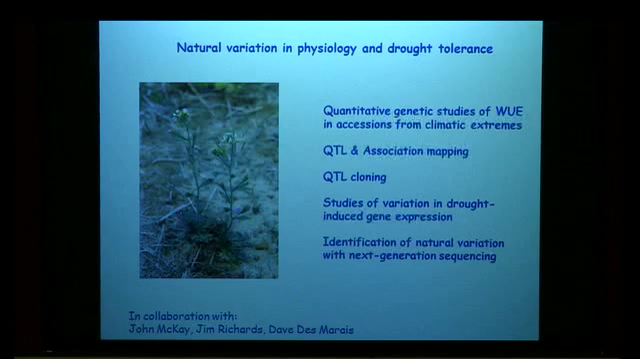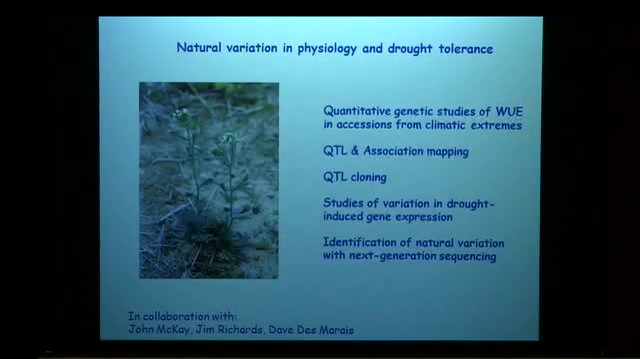And most of my career has actually been working with John and Jim Richards and focusing on Arabidopsis thaliana, our model organism, where we have really great genomic resources and actually fantastic collections of natural accessions from around the world. And so in this context, we've been looking at natural variation in whole organism physiology and drought tolerance. And we've completed a lot of quantitative genetic studies looking at water use efficiency as measured using carbon isotope methods. My background is really in QTL mapping and association mapping, so we've been completing those types of studies in Arabidopsis, including some efforts to clone QTL.